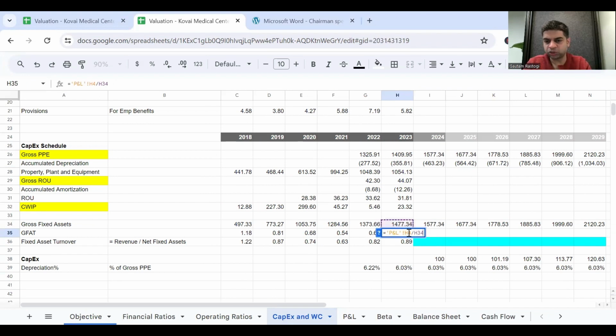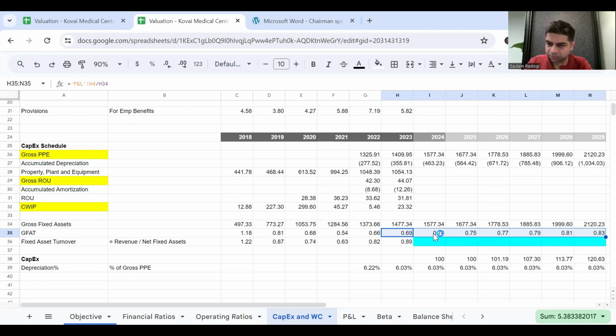Gross fixed asset turnover ratio is revenue from operations divided by gross fixed assets. Let's drag it into the future. What we see is it's 0.74, then slowly it rose to 0.83. So nothing seems outrageous.